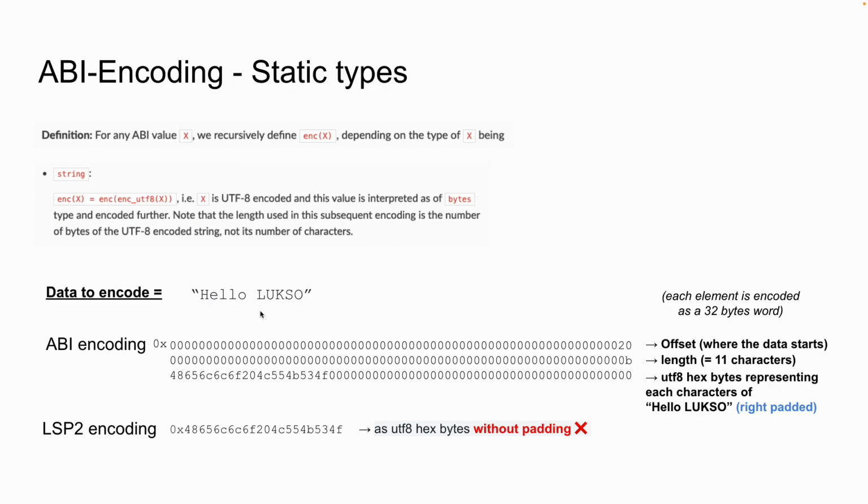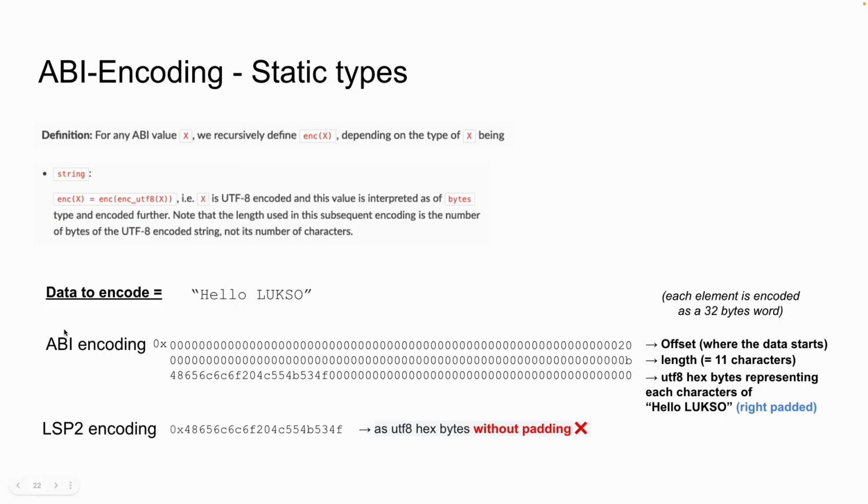So the ABI encoding format for string works the same as bytes. You have a first 32 bytes word for the offset, then a second 32 bytes word for the length. The offset is where the data starts. The length here is 11. It's 0x0B, zero left padded. 0x0B is 11, the number 11 in hexadecimal, meaning there are 11 characters in the string, including the space. The space is also considered a character. And then the actual data, the UTF-8 hex bytes that represent each character. And the same as bytes, it's always right padded.